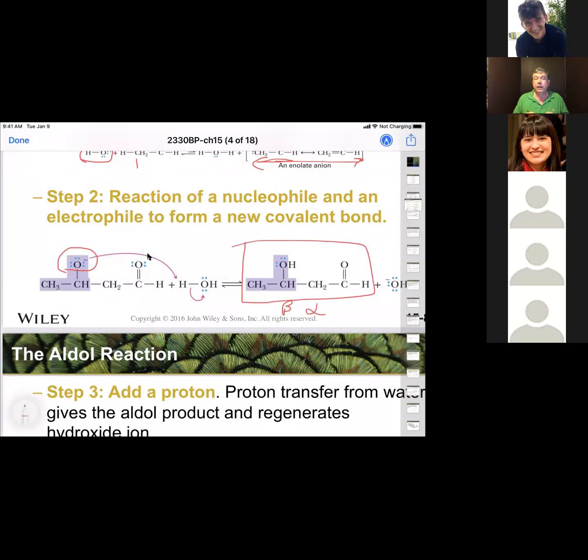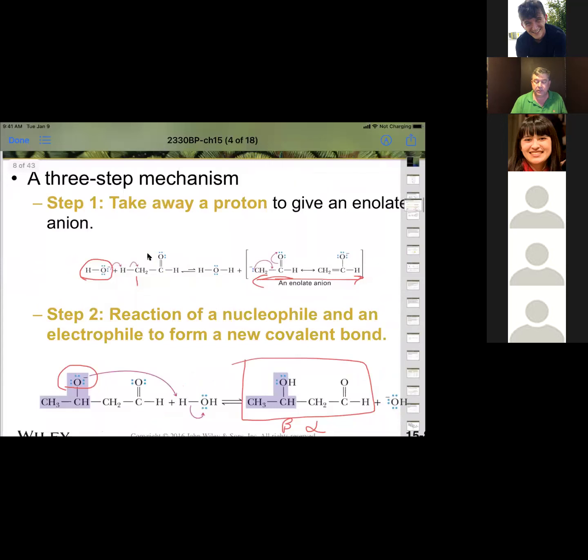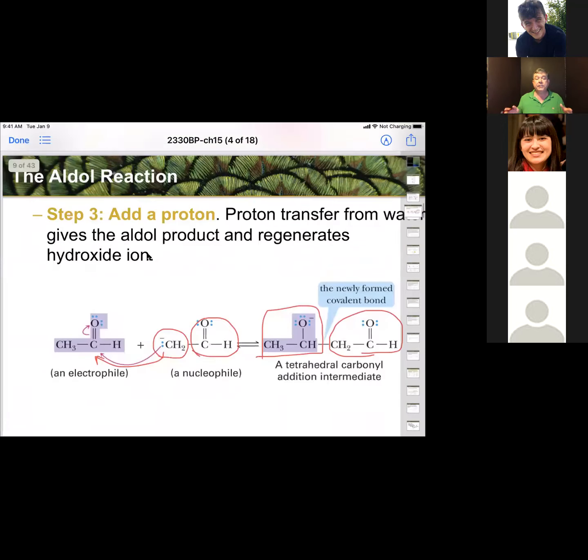Now notice that each of these steps is reversible. So when we think about this, we have to do something to help us drive the reaction to completion, because each of these steps is reversible. But when you form that carbon-carbon bond, that's actually the least reversible step, and so the reaction kind of goes forward.